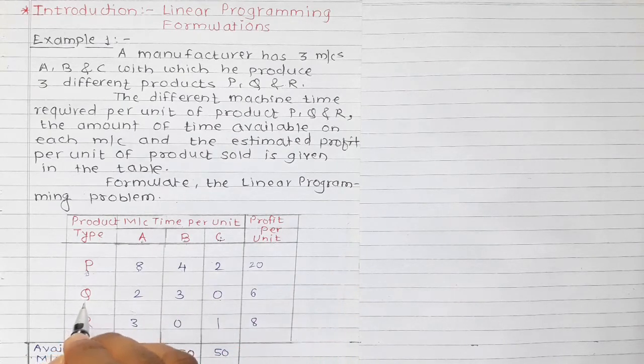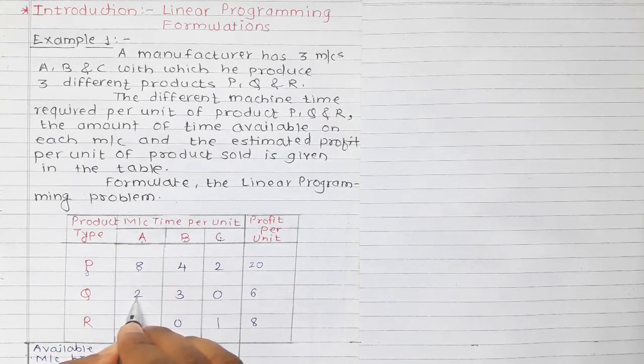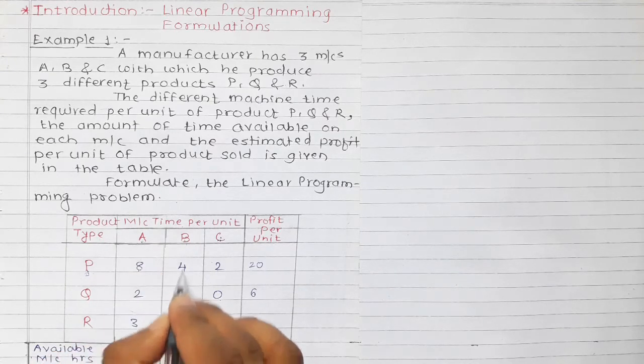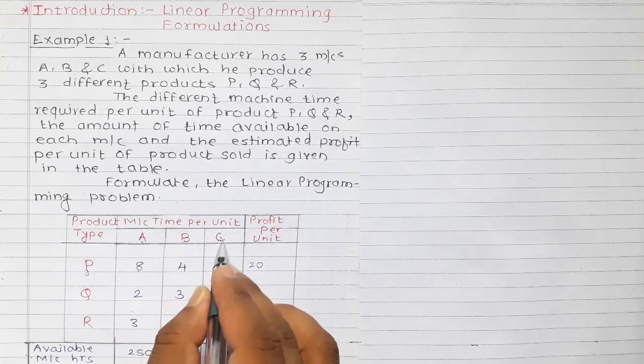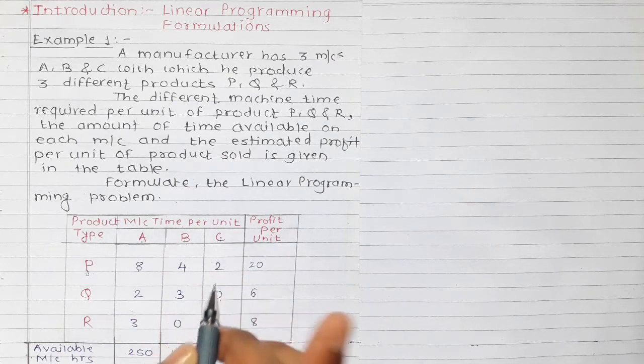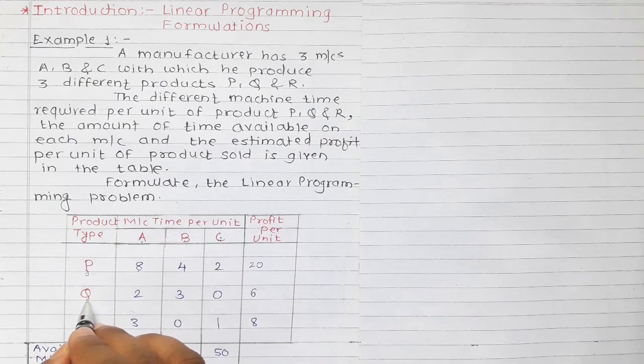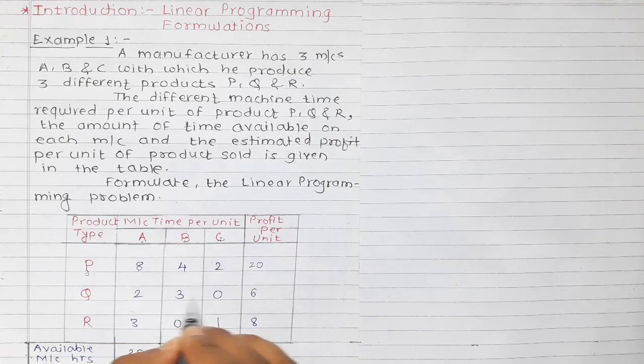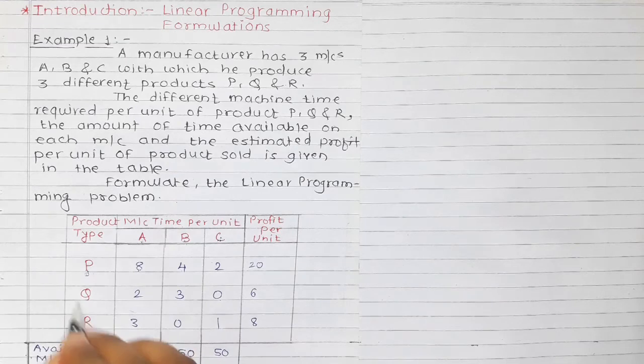Similarly, to produce 1 unit of product Q, we have to process it 2 hours on machine A, 3 hours on machine B and 0 hours on machine C. That means to produce 1 unit of product Q, we require only machine A and machine B. For machine C, time is 0. That means machine C is not used for product Q.